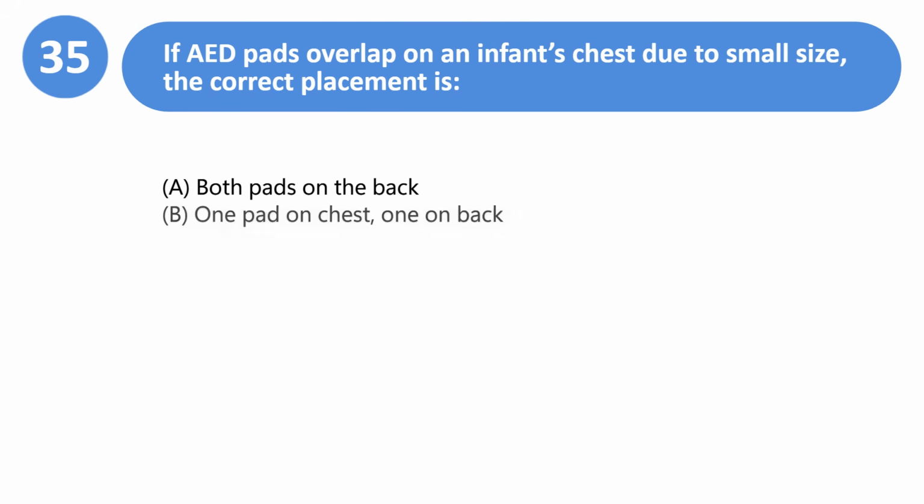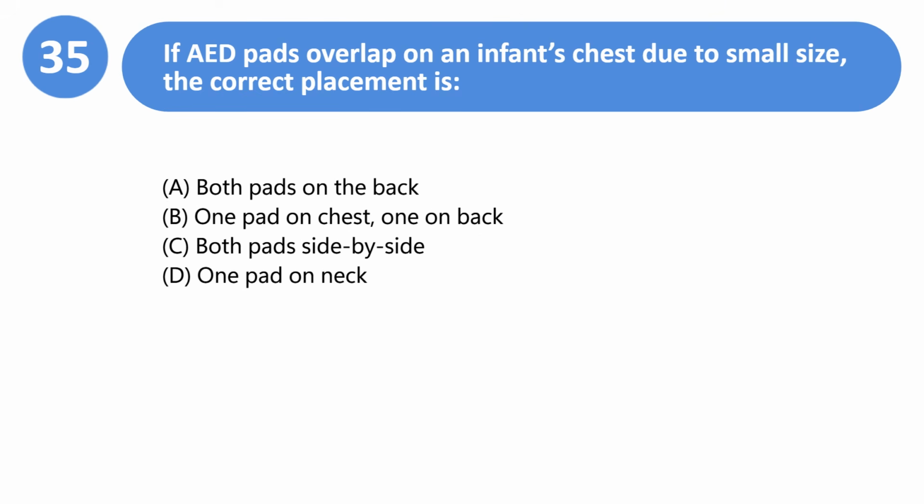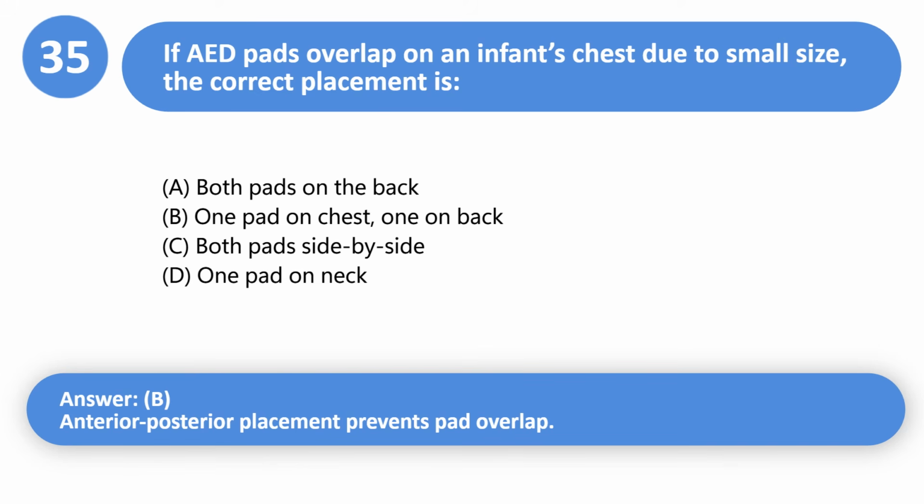If AED pads overlap on an infant's chest due to small size, the correct placement is: A. Both pads on the back. B. 1 pad on chest, 1 on back. C. Both pads side by side. D. 1 pad on neck. Answer, B. Anterior-posterior placement prevents pad overlap.